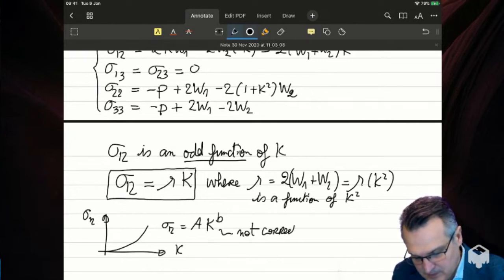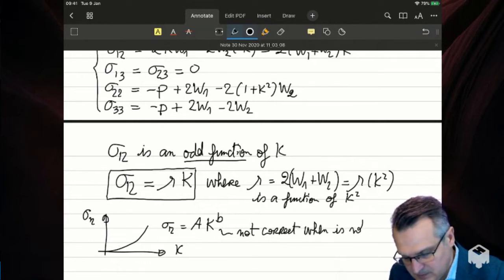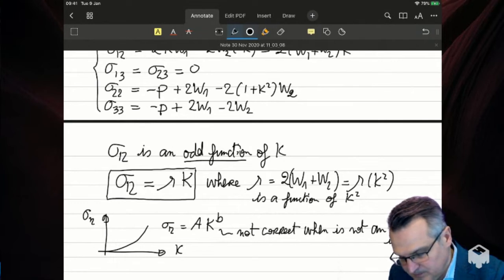Not correct for p when b is not an integer.